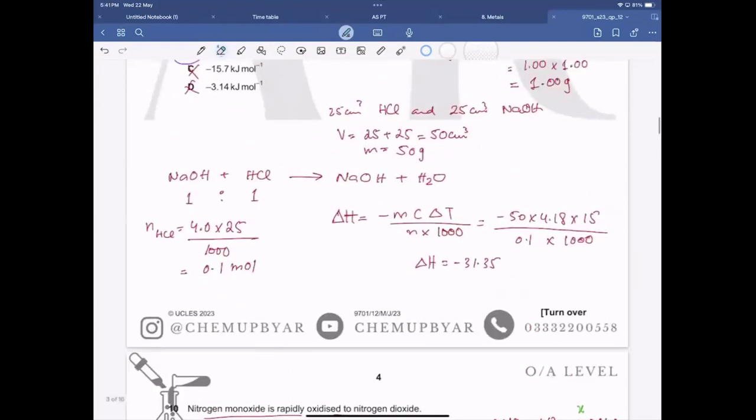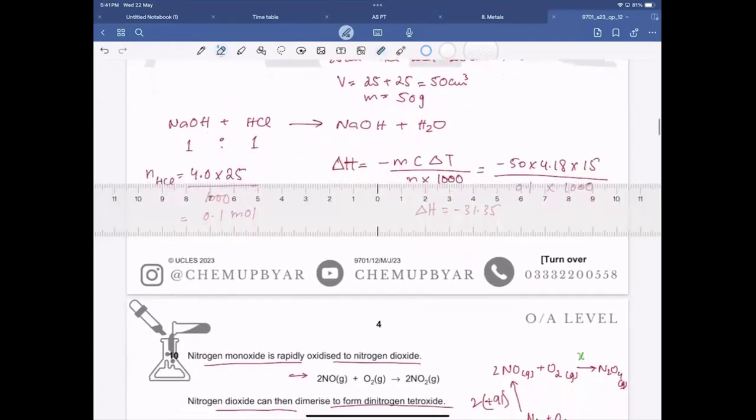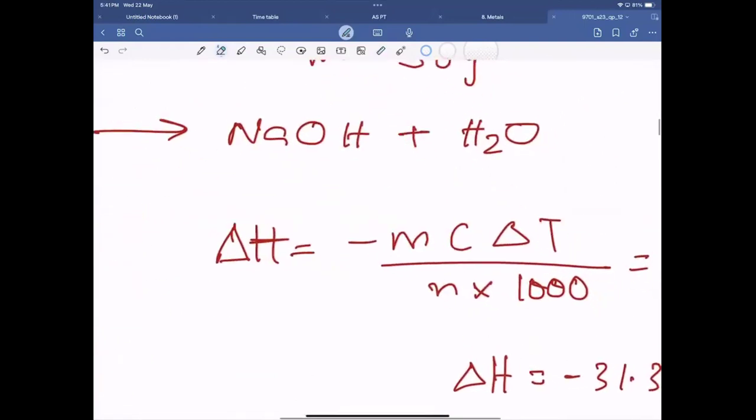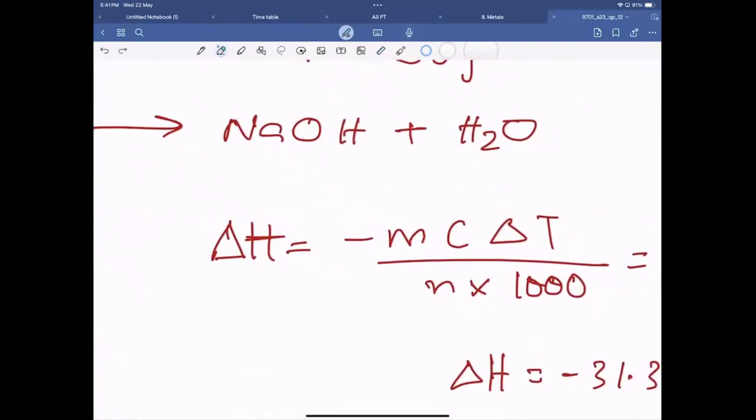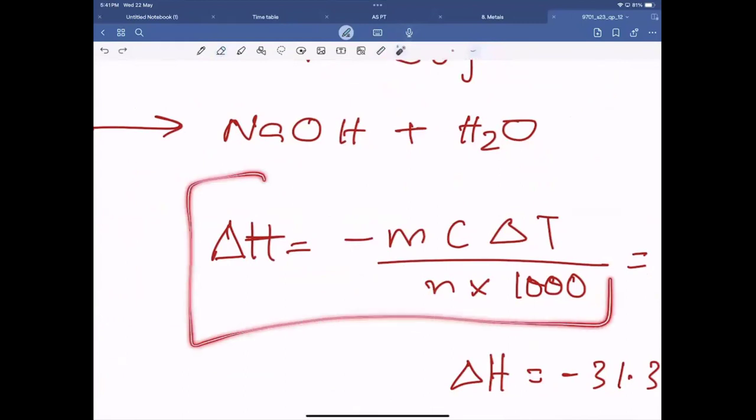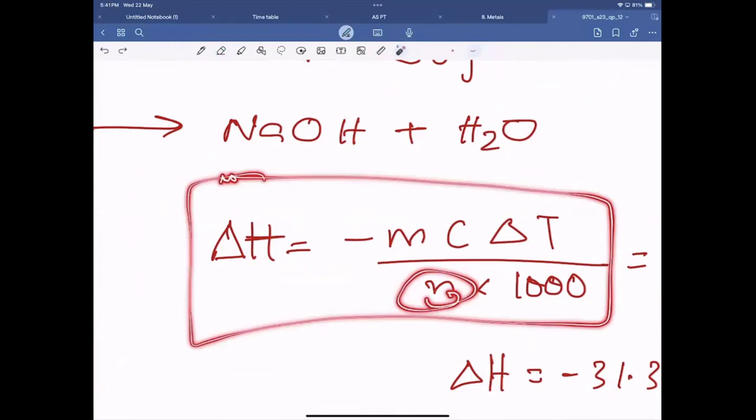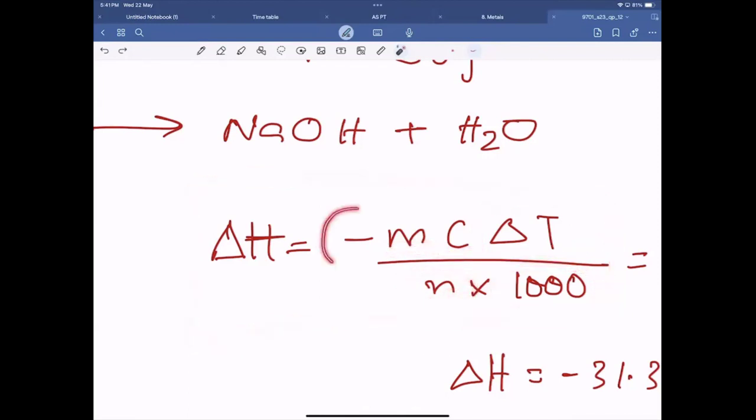Okay, that is part of the expression. Whenever you calculate delta H, the expression is delta H equals negative mass times C times delta T over n times 1000, where n is the number of moles of substance used, m is the mass of water, C is the specific heat capacity, and delta T is the temperature change. We divide by 1000 to convert, otherwise we get the answer in joules, so we convert the answer into kilojoules. So the minus is part of the expression.